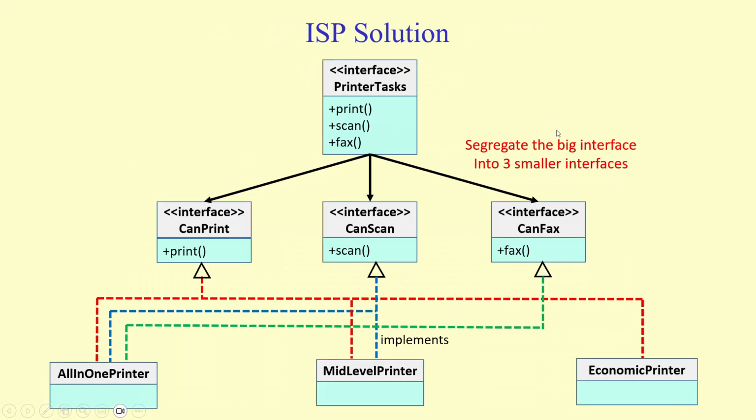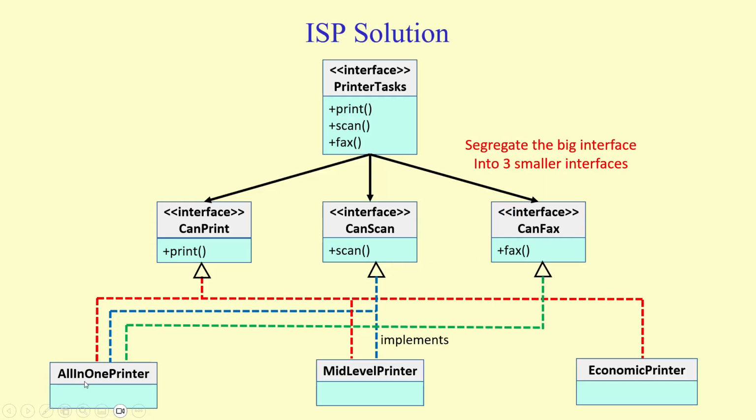So what the interface segregation principle tells us is that instead of putting all these 3 different behaviors into one interface, we should split them into 3 different interfaces, each containing one specific behavior. So I'm now splitting this into 3 interfaces. The first one is CanPrint, which only contains the print method. CanScan contains the scan method, and CanFax contains the fax method.